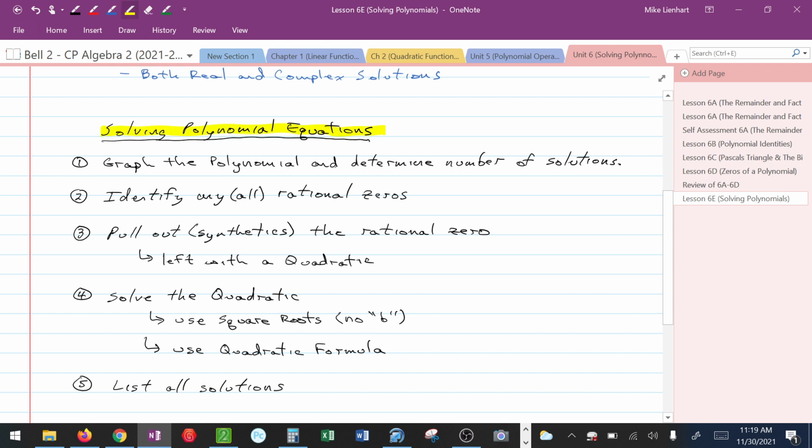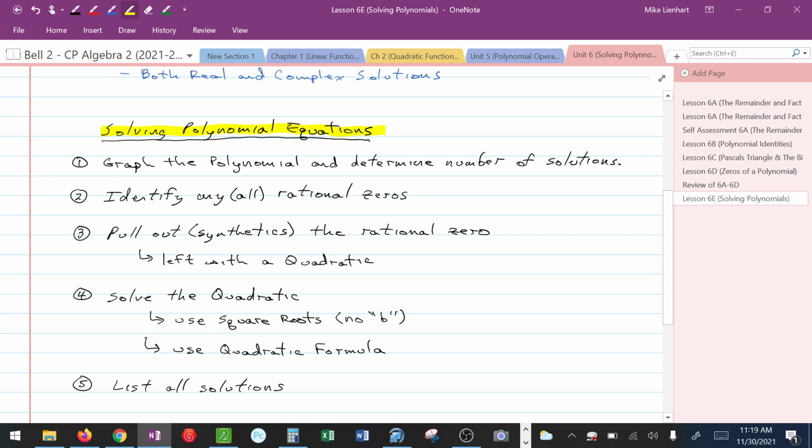I would encourage you to copy these steps down on a separate piece of paper you can have right next to you. Step 1, we're going to graph and determine the number of solutions. Step 2, we're going to identify any or all rational zeros. Step 3, we're going to pull out, using synthetics, the rational zero or zeros. We should end up with a quadratic.